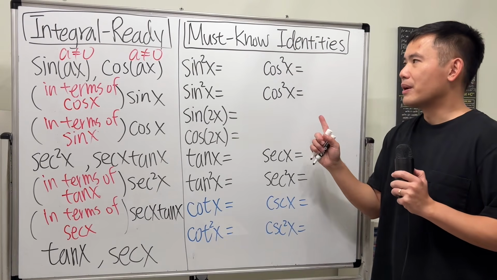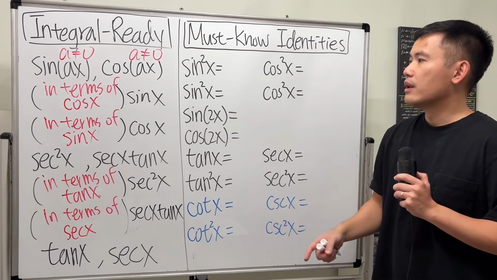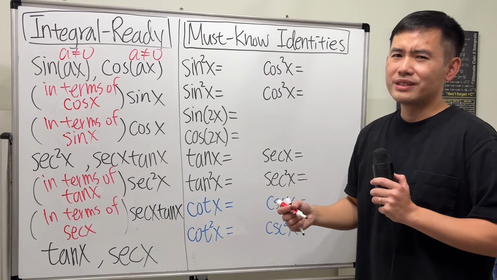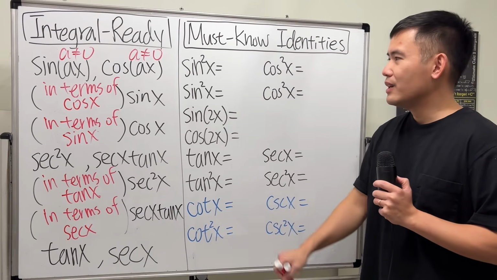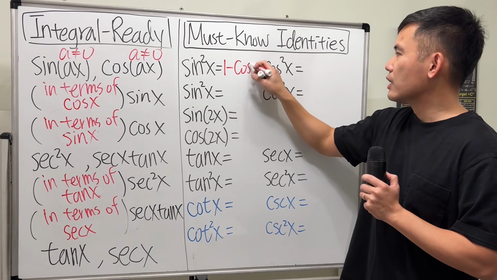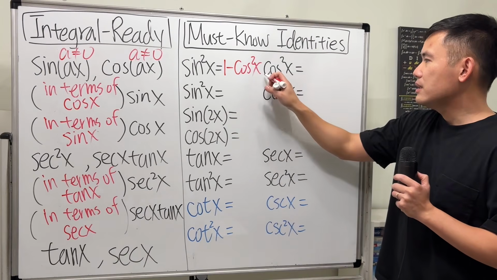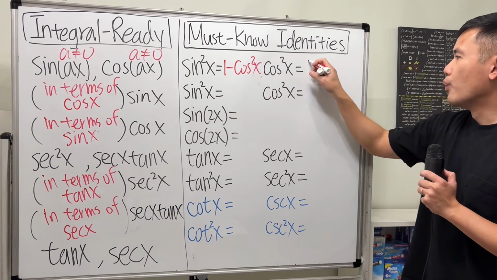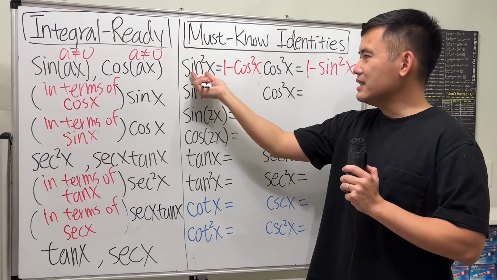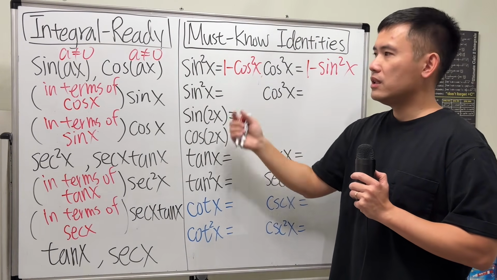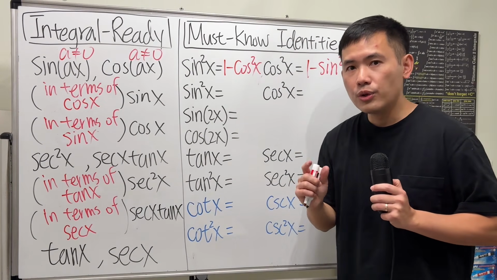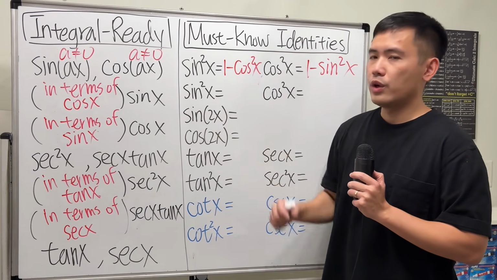Here though, let's talk about the identities that we must know. First, have a look. Sine square x. Of course, we know that's the Pythagorean identity. Usually we can just go from sine square x to 1 minus cosine square x. Similarly, cosine square x is equal to 1 minus sine square x. But this is not integral ready, and this is also not integral ready because we like to have sine to the first power, right? So make sure you also know the other version for sine square x.